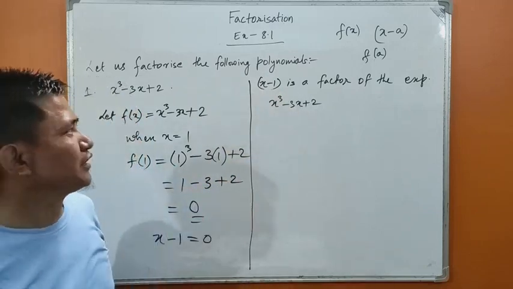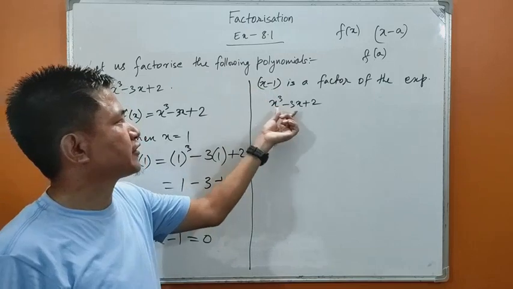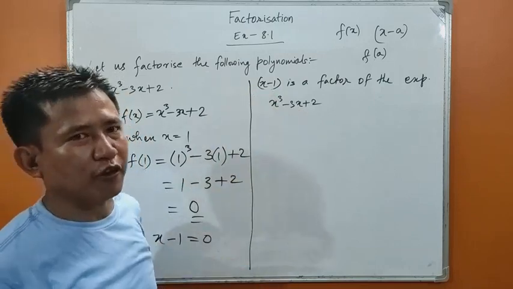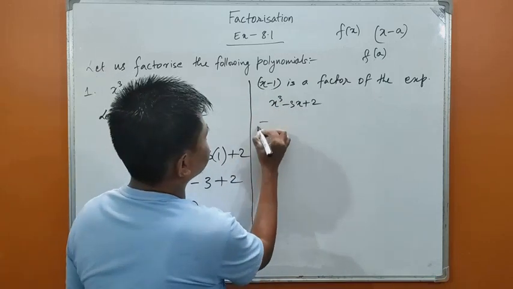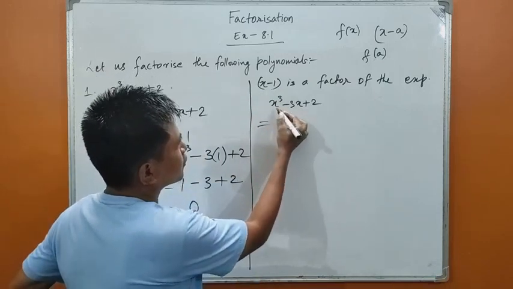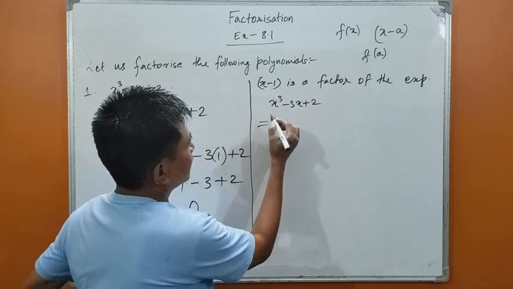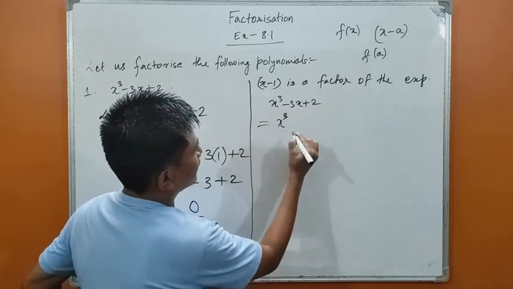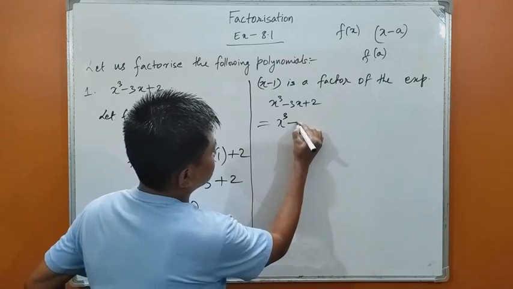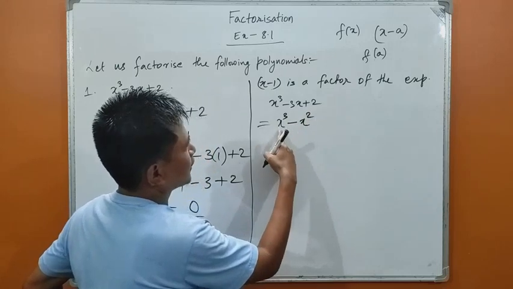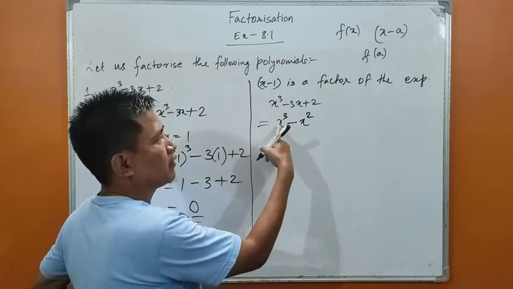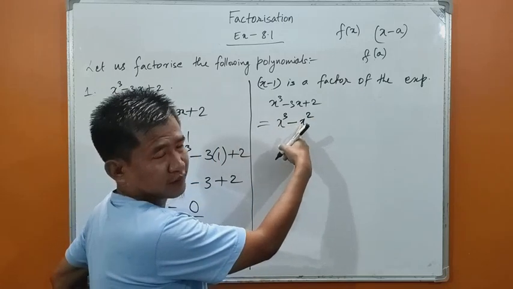Now since x minus 1 is a factor of this expression, let us convert this expression into x minus 1 form. Now to convert this into x minus 1 form, we already have x cube here. Let us suppose minus x square. X cube minus x square. When we take x square common, what happens? X minus 1, isn't it?